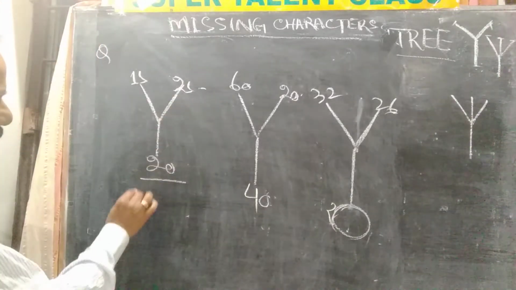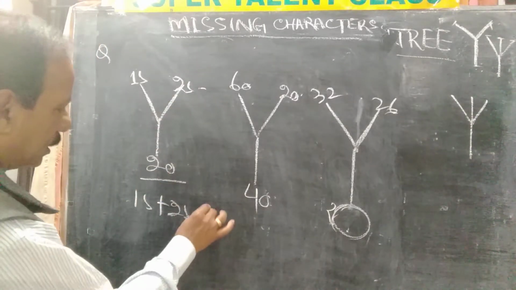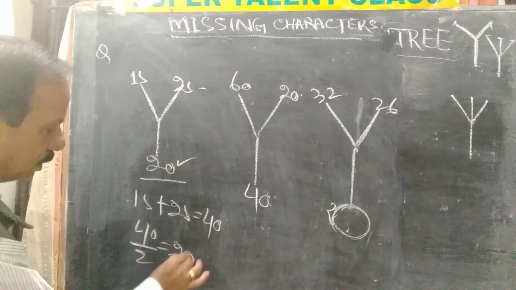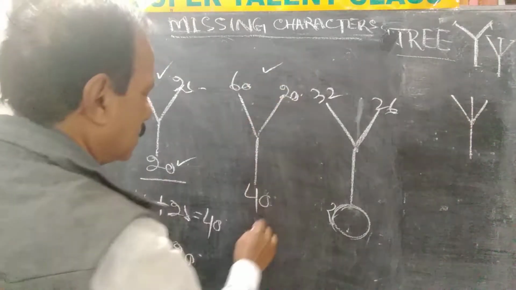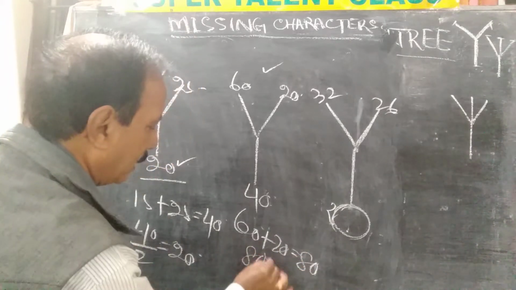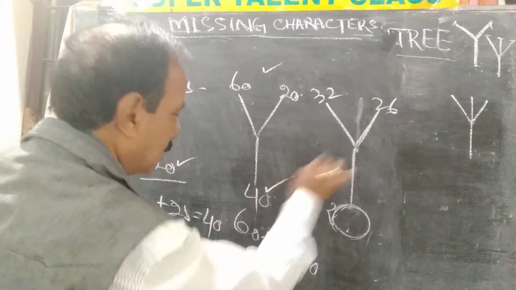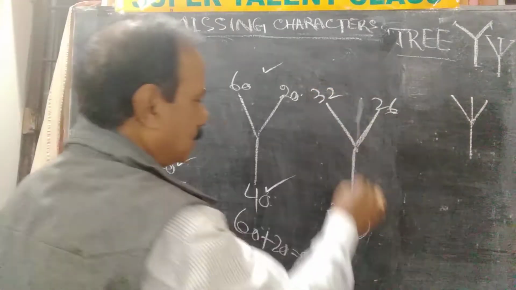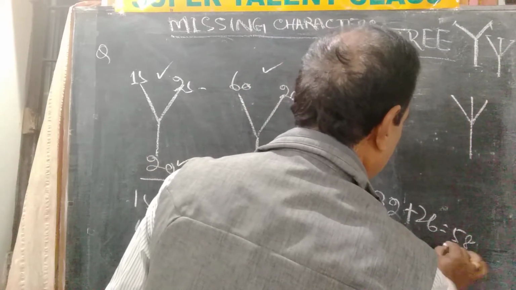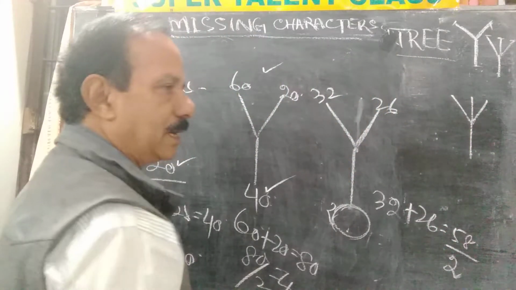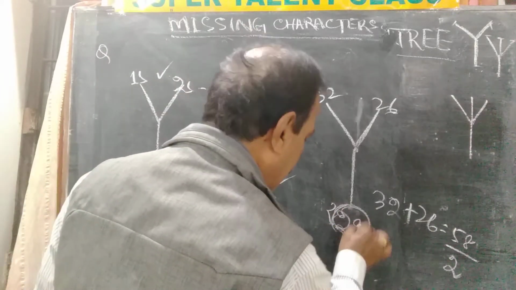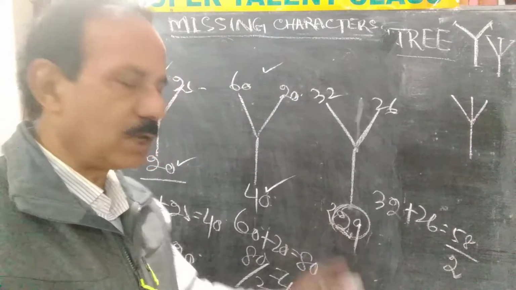15 plus 25, कितना? 40. Here is 20. So 40 divided by 2, that is 20. Apply this logic for this, whether it is satisfying or not. 60 plus 20 is 80. 80 divided by 2, that is 40. So this is satisfying. So apply this formula for this. 32 plus 26, that is 58, by 2, that is 29. Right? So the answer here is 29.